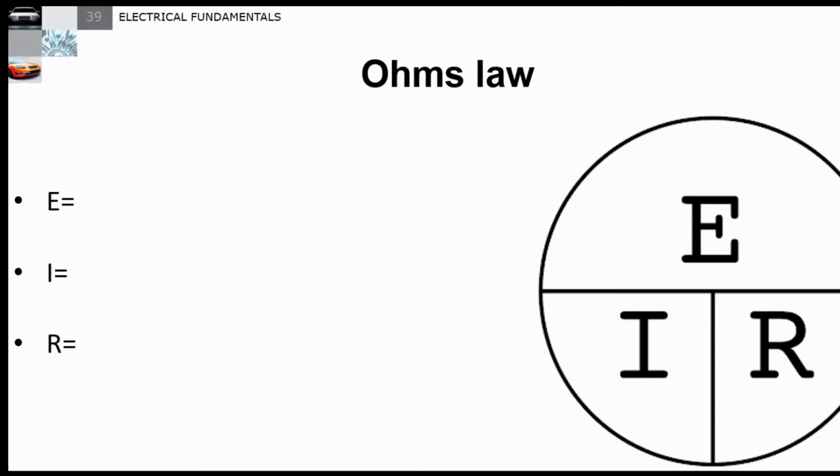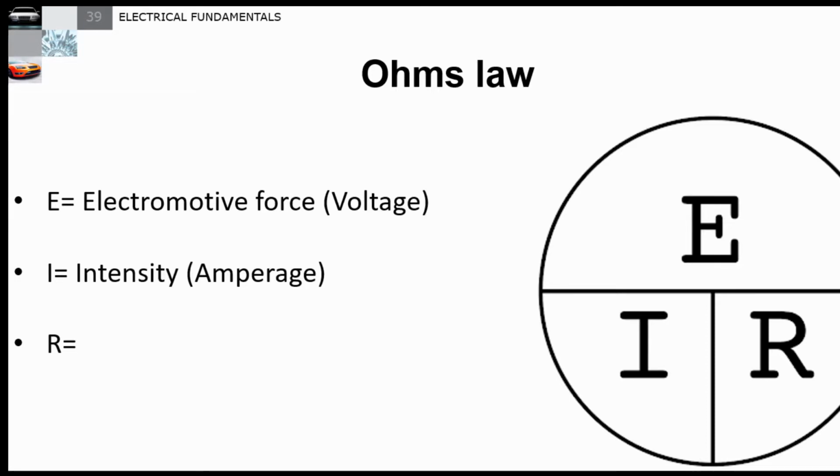So our very first one is going to be E, which is electromotive force. Okay? And that is the same as voltage. So you can take that E and put a V right next to it and you would be just fine. Okay? The next one is going to be intensity, or amperage. So the I means intensity, which is how intense the current is. And I will always mean amperage. Okay? And then the final one, last but not least, R is going to stand for resistance. So our formula, or our Ohm's law, is voltage equals amperage times resistance.